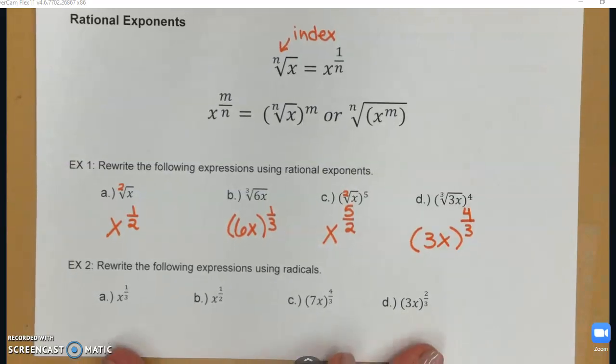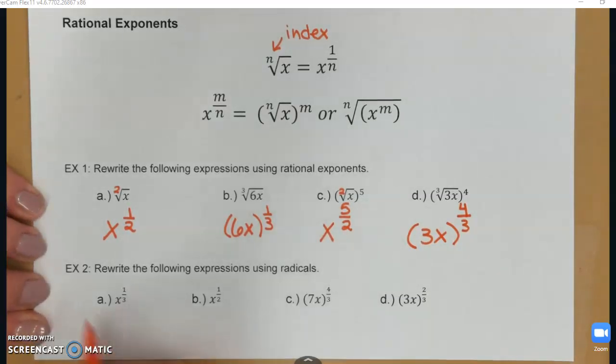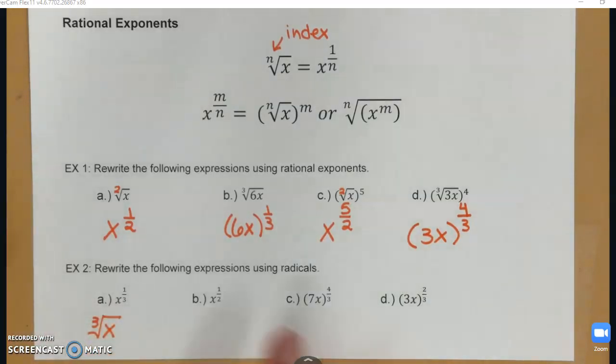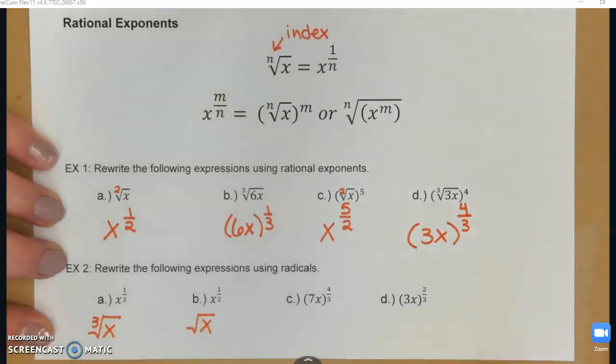Let's practice this the other way around. On this last row, example 2, I'm given rational exponents, and I'm going to be rewriting them as radicals. This first one, a, x to the 1/3, that is going to be the cube root of x. They mean the same thing. b, x to the 1/2, that is the square root of x.